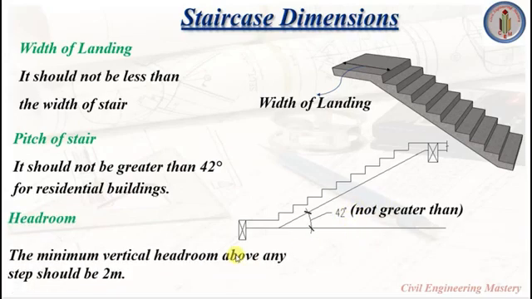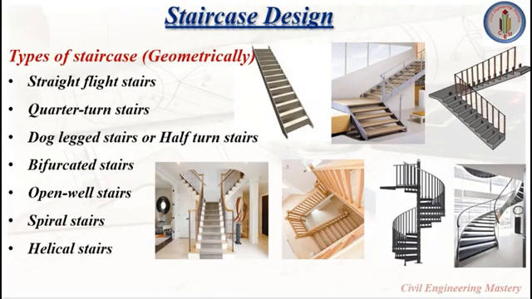Next one is headroom. The minimum vertical headroom above any step should be 2 meters. Next, types of staircase. Geometrically, staircases are classified into straight flight stairs, quarter turn stairs, dogleg stairs or half turn stairs, which we can also call U-turn stairs, and bifurcated stairs, open well stairs, spiral stairs and helical stairs. These are all the types of staircase according to their geometry.